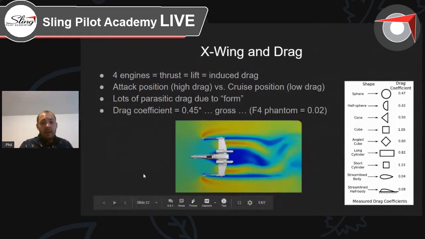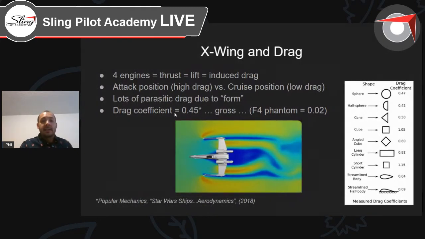And apparently when it was put to the test, the X-Wing had a drag coefficient of 0.45, which might sound like kind of a low number, it's less than 1, until you realize that an actual airplane, an actual F-4 Phantom, a strike aircraft and interceptor heavily used in Vietnam, a stunning airplane, has a drag coefficient of 0.02. So 0.45, I mean, that's essentially a brick.